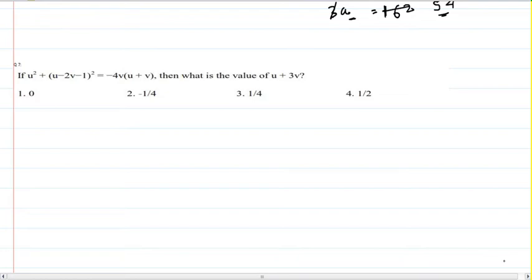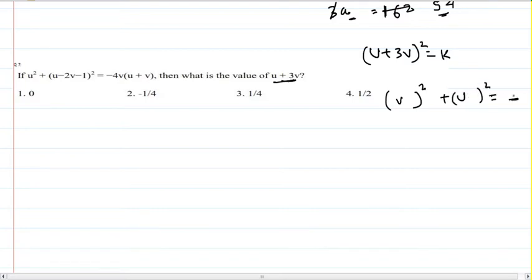Alright. If I'm looking for a unique value for u plus 3v, there's a possibility that I should be able to create (u plus 3v) square is equal to a constant, or I should be able to create a separate square for u, a separate square for v, and then make it equal to 0. Whenever you come across questions on squares, it is highly likely that it is about completing squares, either u and v together or u and v separate. So let me try this.